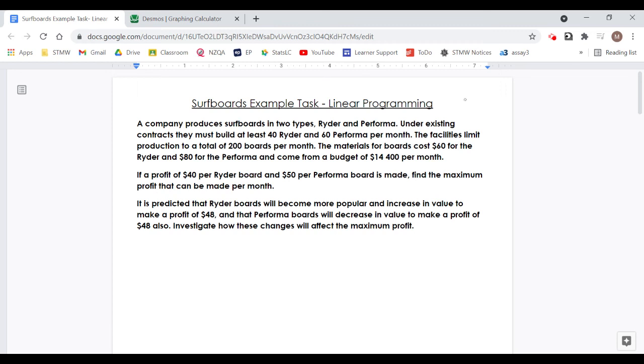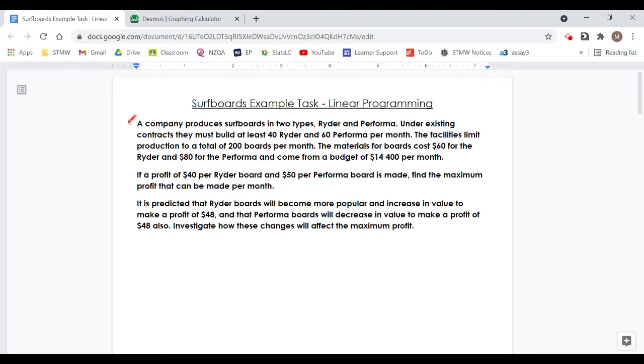Here we're going to look at what is required to get achieved in our linear programming standard, looking at this task about surfboards. So this is an example of what your assessment will look like. There'll be a whole lot of information that you need to interpret. First off, read through all of it really carefully. And then the first thing to think about is, what am I going to choose to be X and Y?